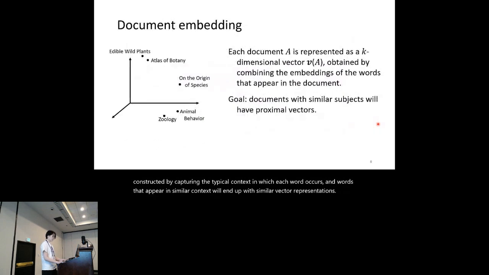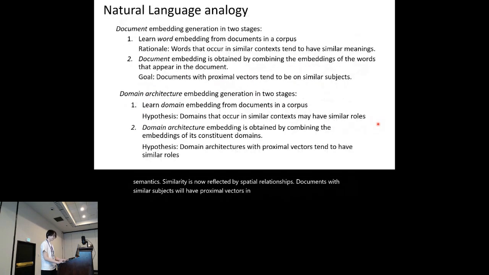Once we have vectors for words, we can also construct document embeddings. A common approach is to average the vectors of the words in the document. And this gives us a representation that reflects the overall meaning or topic of the document. And semantic similarity is now reflected by spatial relationships. Documents with similar subjects will have proximal vectors in the embedding space.